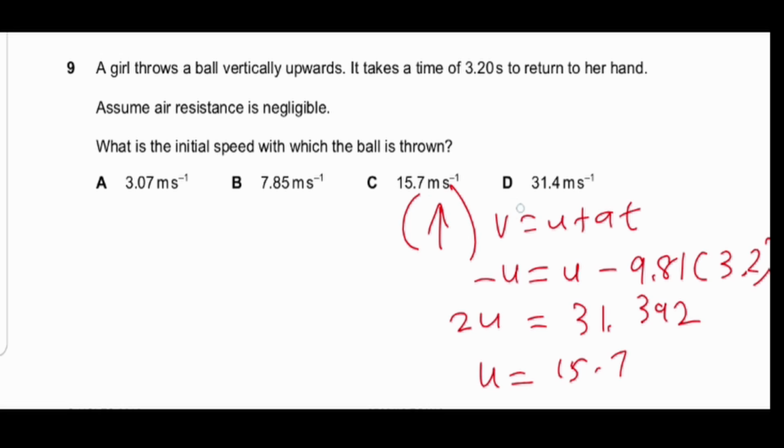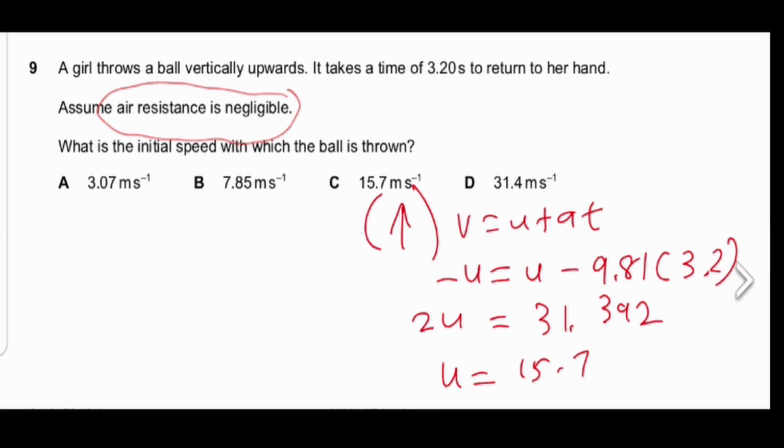So therefore, from the formula v equals u plus at, assuming that your initial speed is u, when it comes back, it will have the same magnitude of velocity or the same speed because air resistance here is negligible. So if air resistance is negligible, if you send it up with speed u, it will come back with speed u but downward, so it's negative u because taking up as positive. And your acceleration of gravity is downward, so it's negative 9.81. Then you multiply by the time 3.2 and you'll be able to get your u.